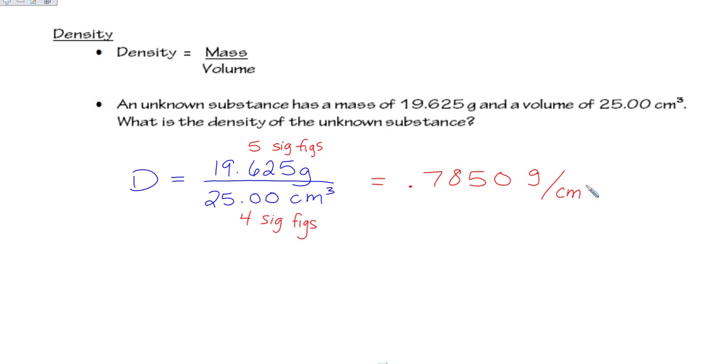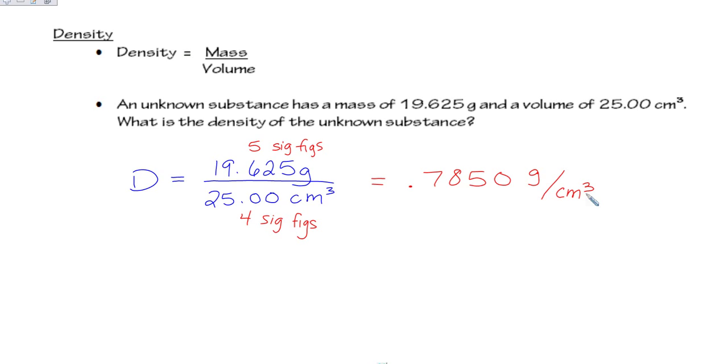And I do have to be careful with my units. Grams per cubic centimeter. If you would have listed this as grams per milliliter, that would be acceptable, because a cubic centimeter and a milliliter are equivalent. But I typically go with the units that are given within the problem. So if it lists grams per cubic centimeter, I'm going there.